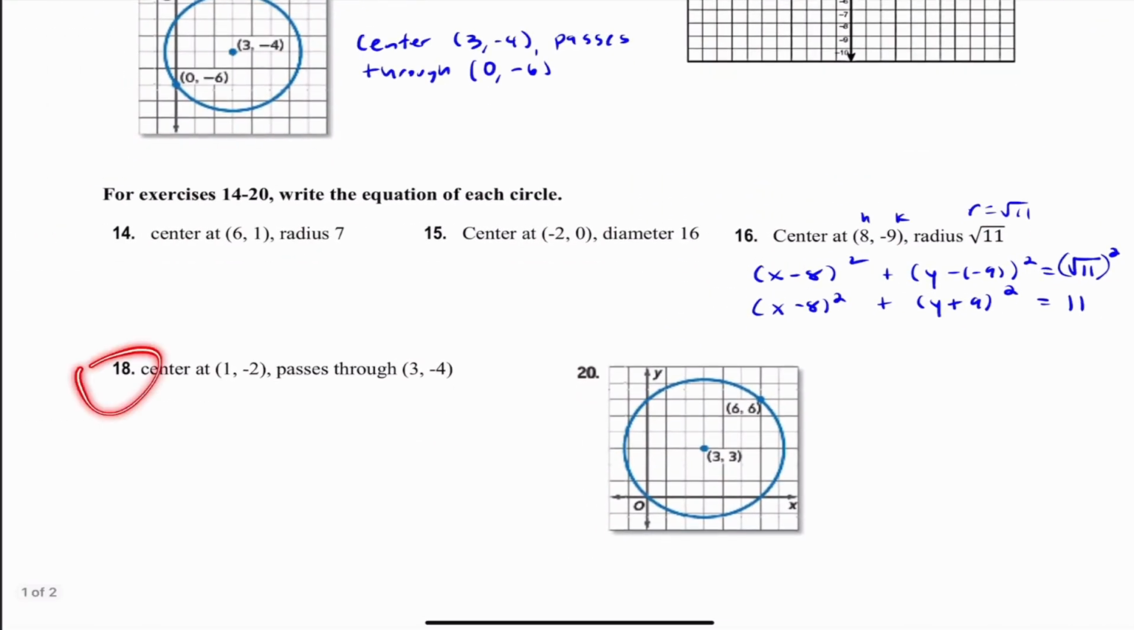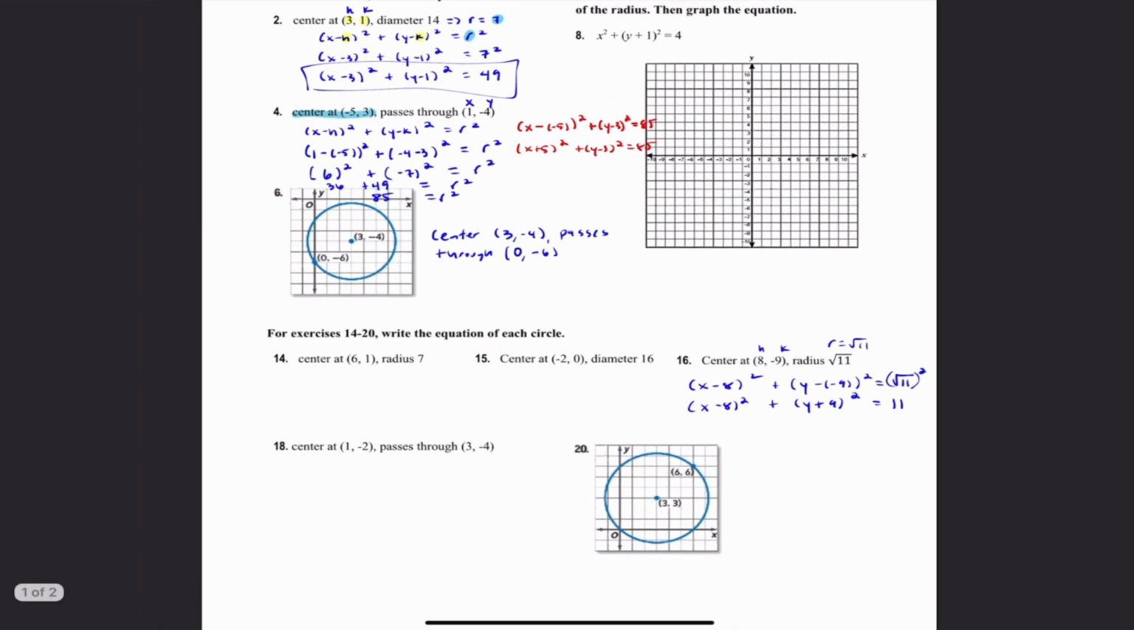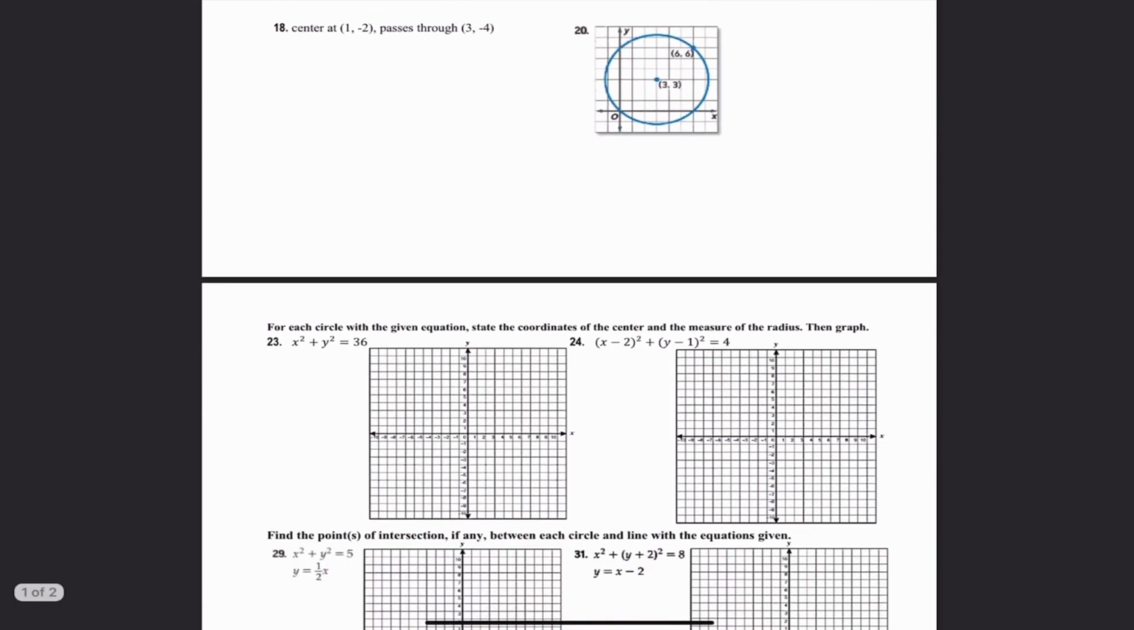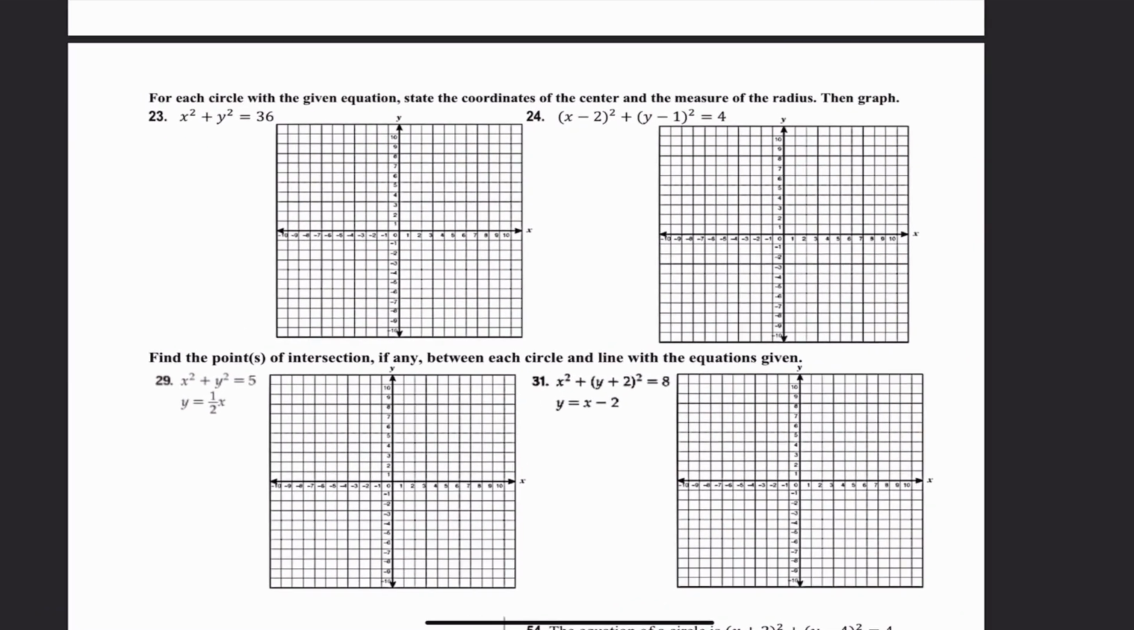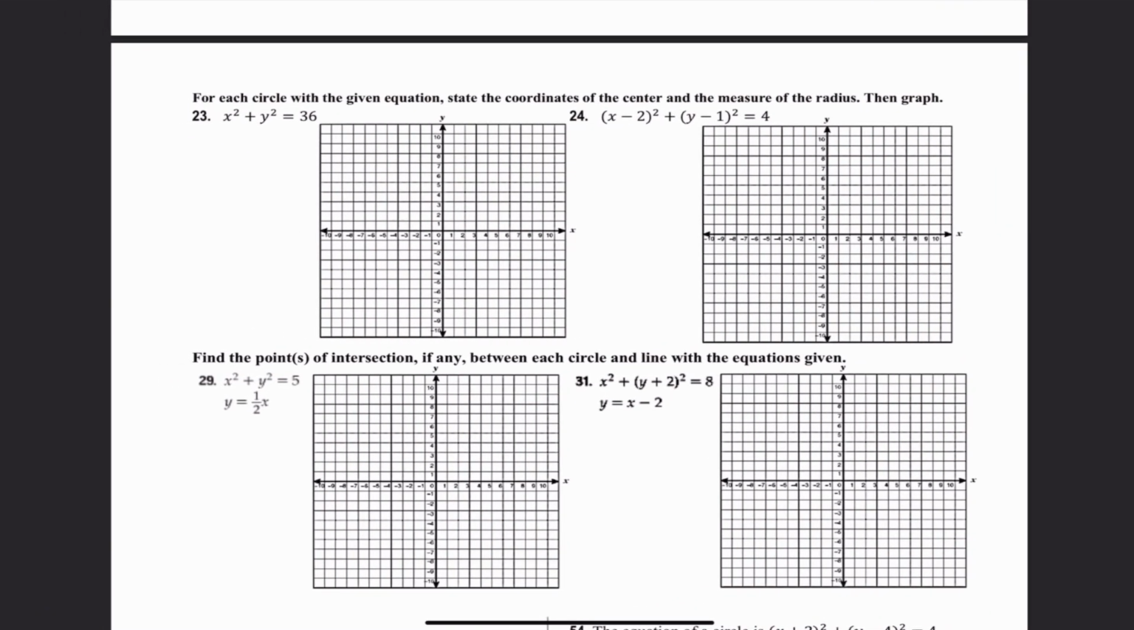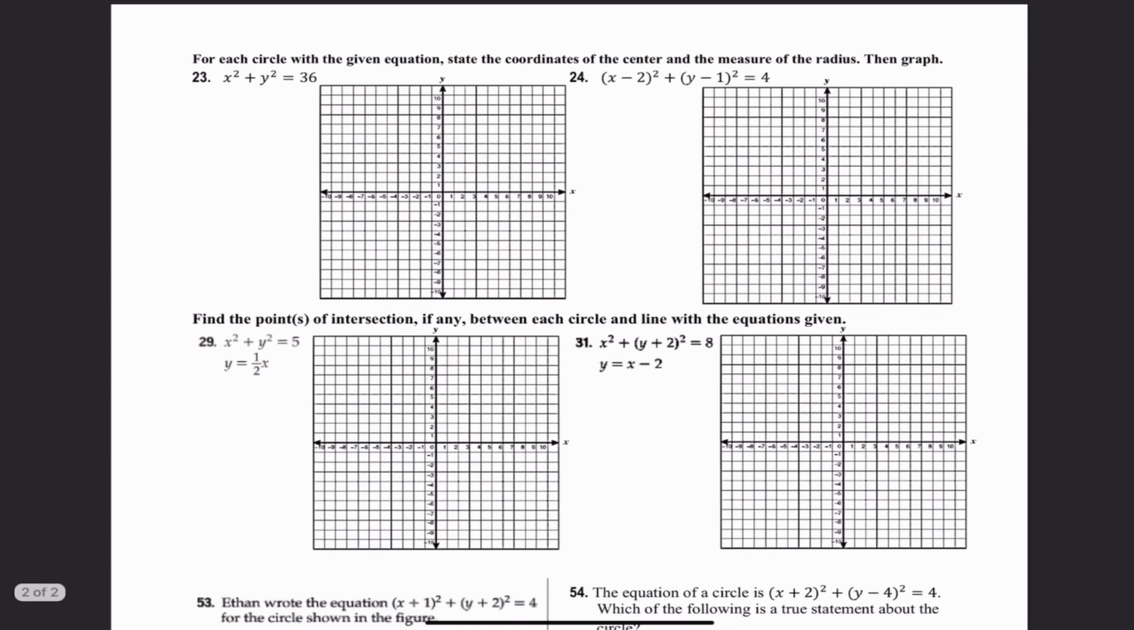Number 18 is just like these problems, and number 20 is like number 6, it seems like. So I think you're in good hands. For each circle with the given equation, state the coordinates of the center and the measure of the radius. That should be very simple because you have your center and your radius just by looking at this equation, and that's the same thing for number 24.